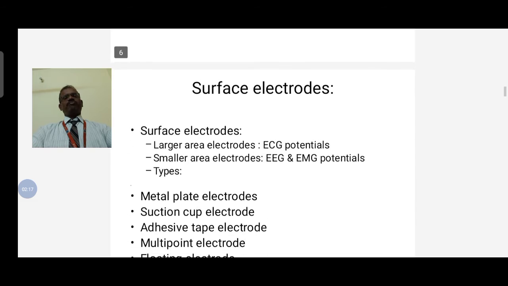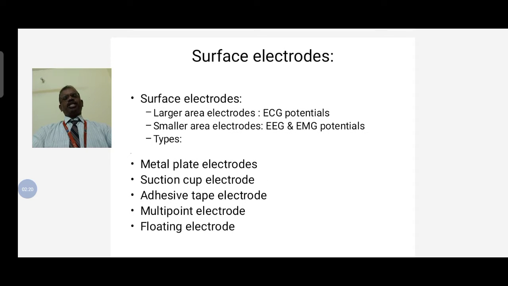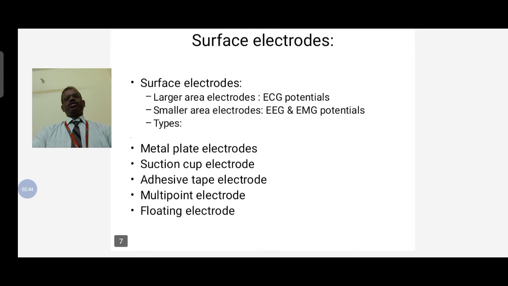First one is surface electrodes. Surface electrodes means large area electrodes, used for ECG potential. Depending upon the area, surface electrodes consist of two types. First one is large area electrodes, used for measuring ECG potential. The second type is smaller area electrodes, which can be used for EEG and EMG potential.